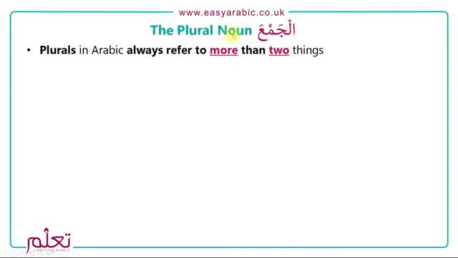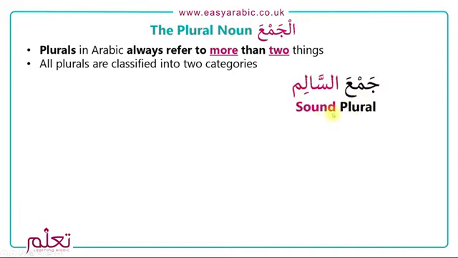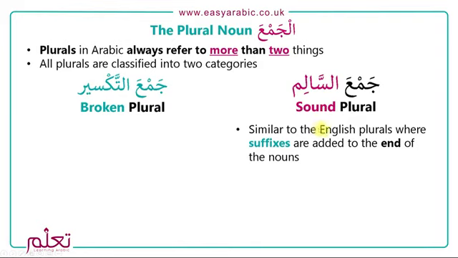Then we have the plural noun, which is called al-jama'. So plurals in Arabic always refer to more than two things. Okay, all plural nouns are classified into 2 categories. The first one is jama' salim, which is called the sound plural, and then we have jama' at-taqsir, which is the broken plural.